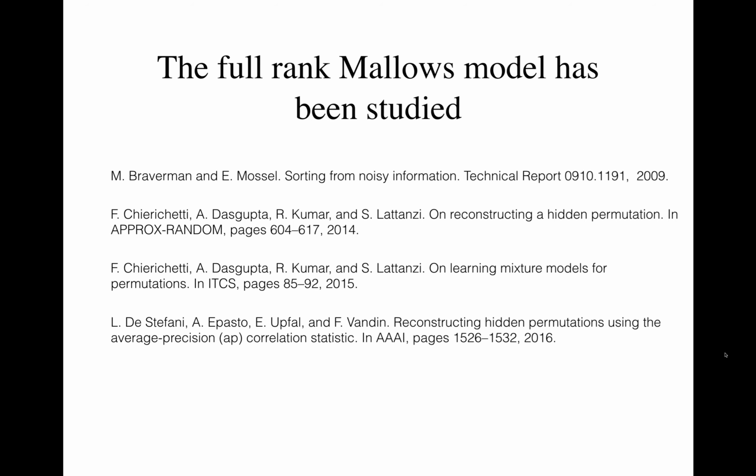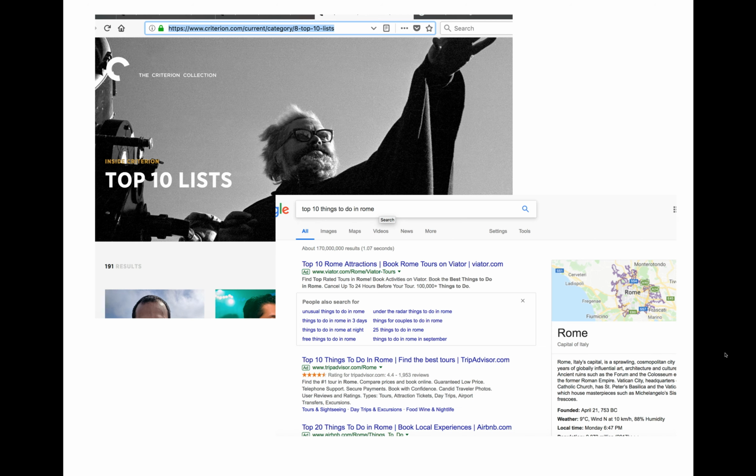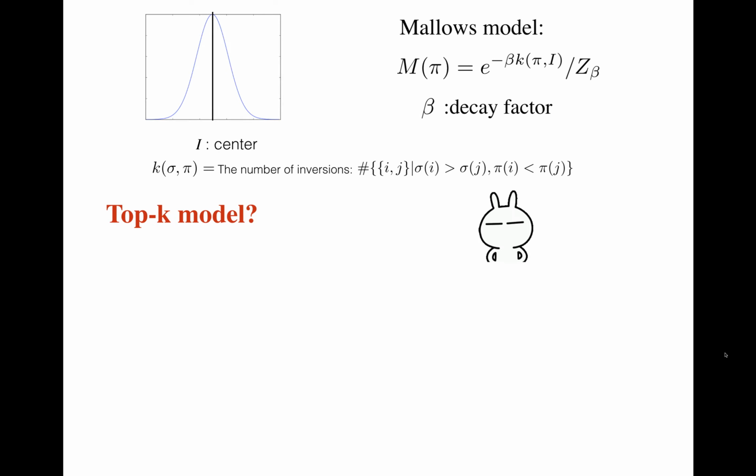The problem is the full rank is studied a lot, but it's not really used. In a lot of real applications, we have billions of objects, but the users only read the top K. So in our paper, we suggest that instead of studying the full rank permutations, we need to study the top K lists.